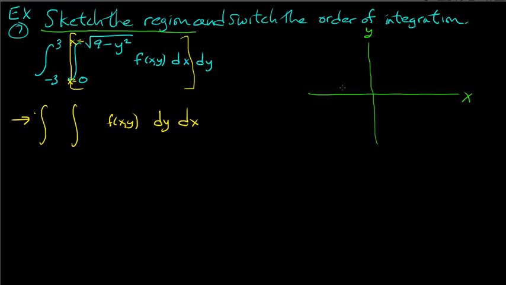So we're going from x equals 0. x equals 0 is, again, the y-axis. And x equals the square root of 9 minus y squared. You know what that is. Or maybe you don't. Well, here's a hint. Square both sides, and then add the y squared to both sides. x squared plus y squared equals 9. So that's nothing more than a circle of radius 3. 1, 2, 3.